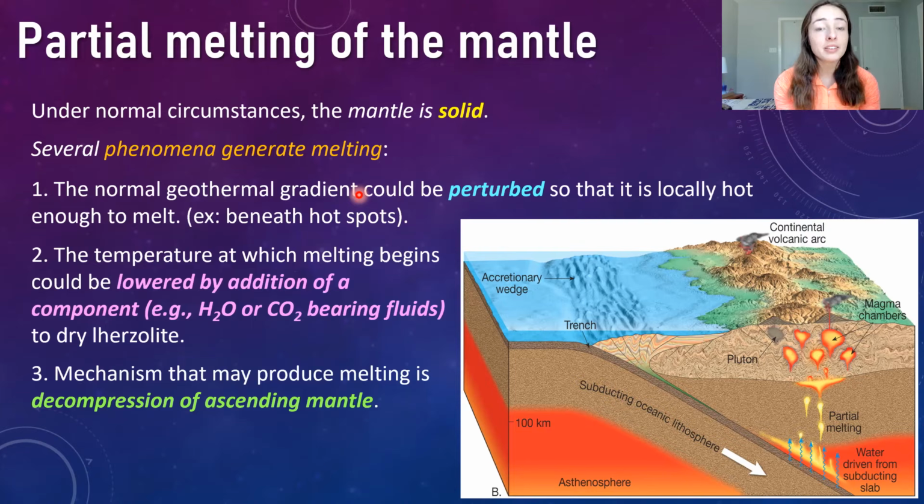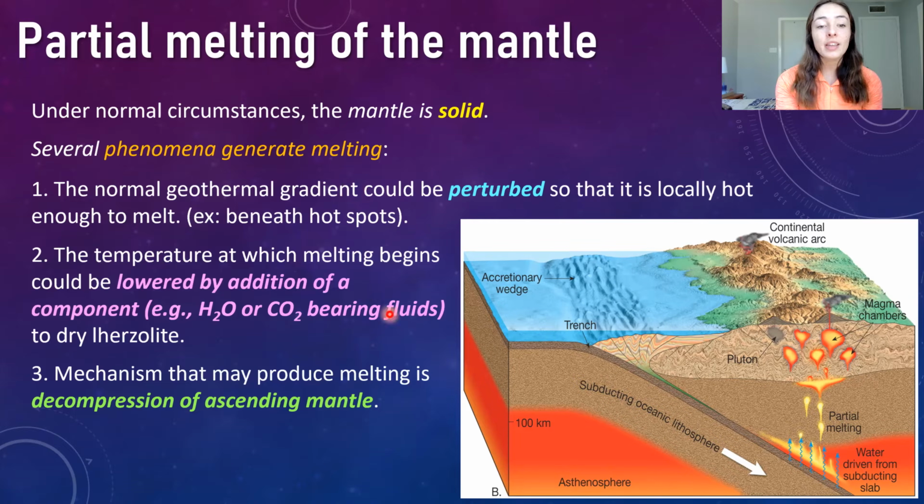There's a hot spot there. That's why you have the Hawaiian Islands, and that is because way down deep in the mantle under there, there's some sort of perturbation in the normal geothermal gradient causing melting in the mantle. This eventually manifests itself as volcanic activity at Earth's surface, causing the formation of such islands.